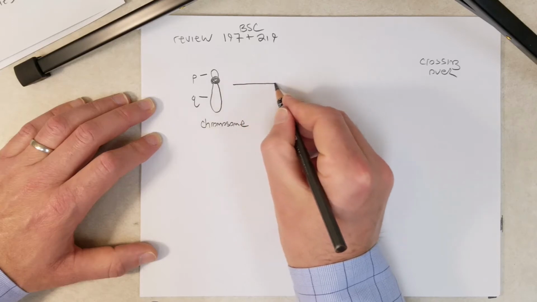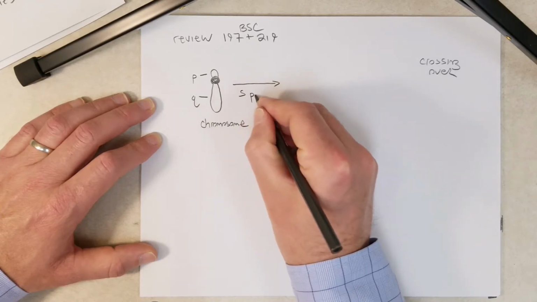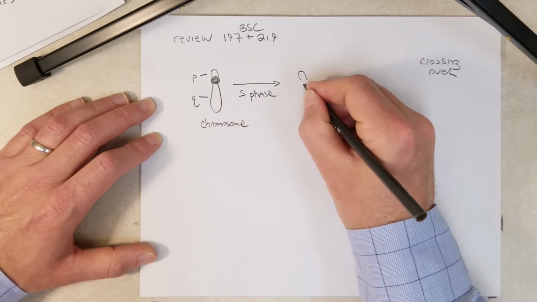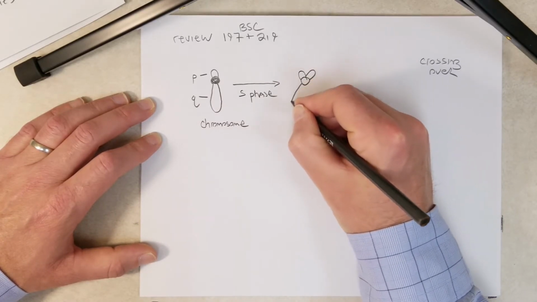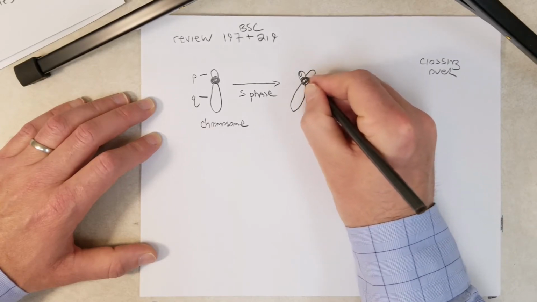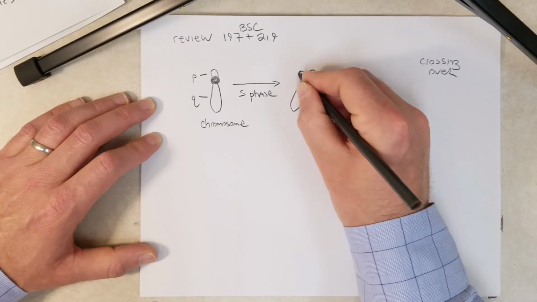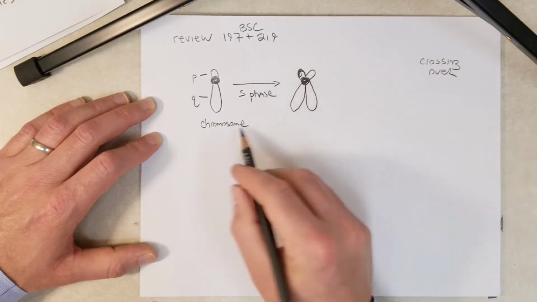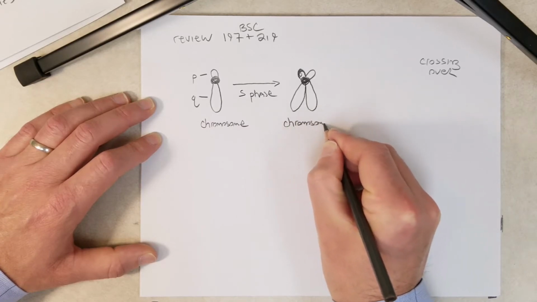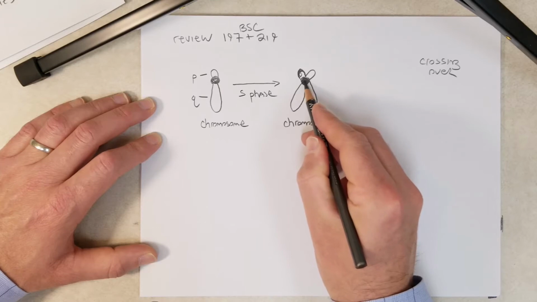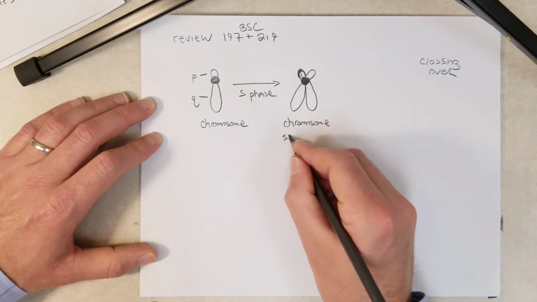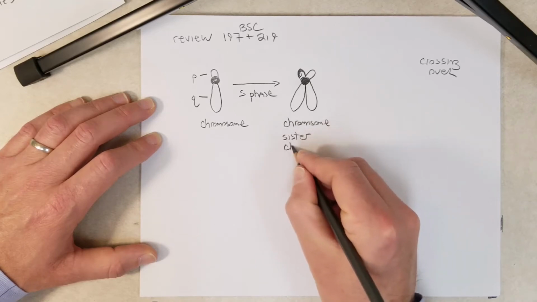Now, if this chromosome goes through S phase of the cell cycle, it will be replicated and it will look something like this. Well, conceptually, it will look something like this. So this is also a single chromosome. And how do we know that? Well, because we only have one centromere here. But this centromere is holding together two sister chromatids.